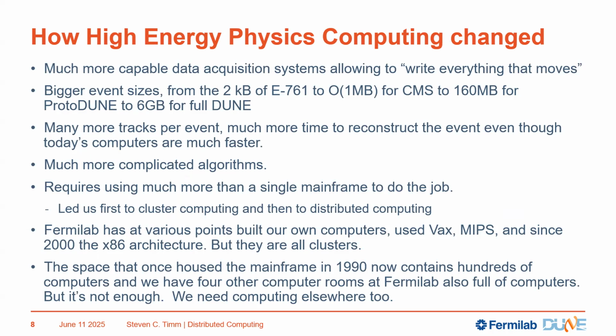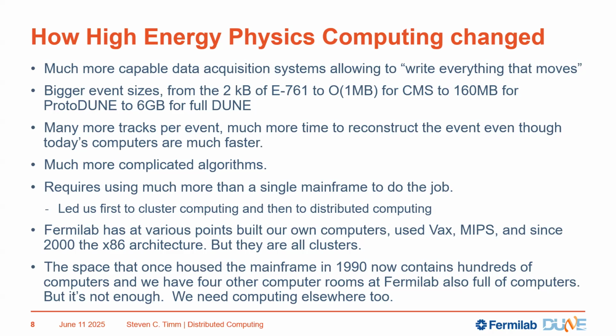So how has high energy computing changed? First of all, we have much, much more capable data acquisition systems than we had back then. And experiments have just taken the track of writing everything that moves. That is certainly going to be the case for DUNE. DUNE is going to be a mile underground, so there's not going to be a lot of other noise in the detector. We'll be able to record every single radioactive decay that happens in the detector, every cosmic ray, whatever. We'll actually need to write everything that moves.